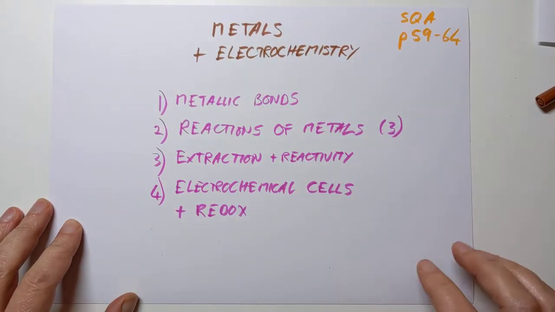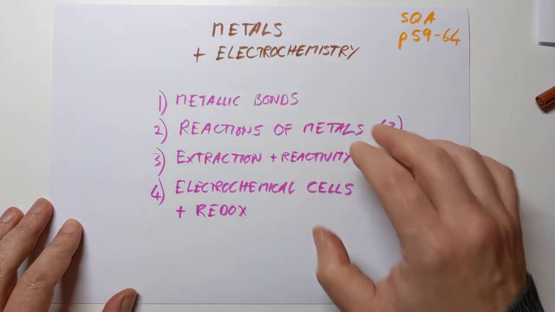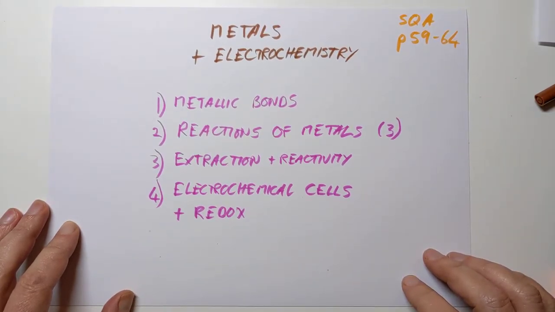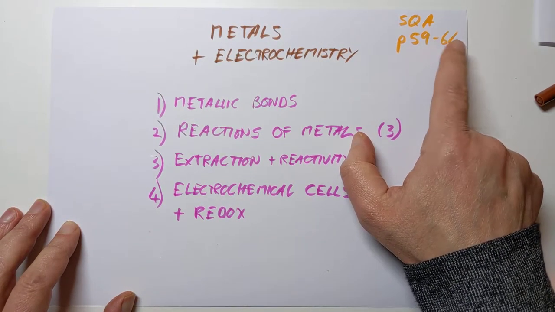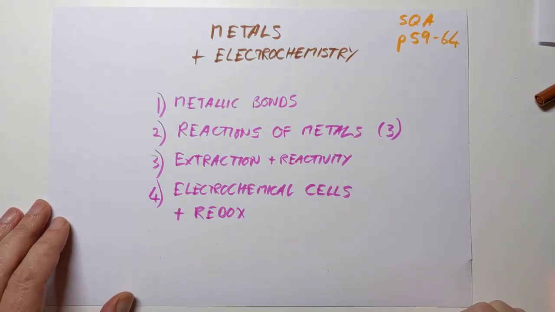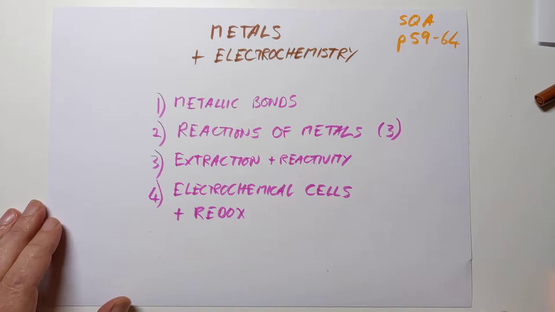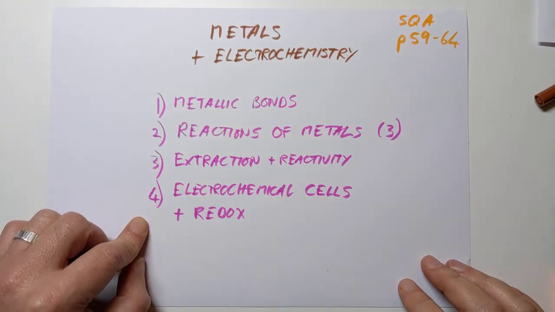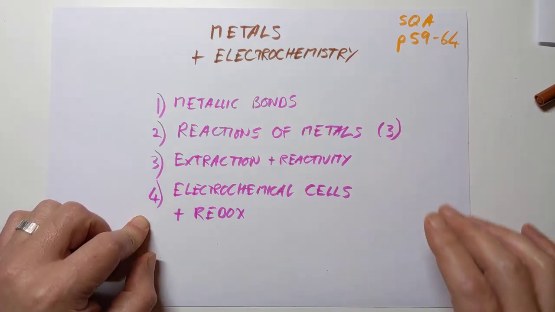We're covering metals and electrochemistry. Basically, it all falls under the heading of metals and their properties and reactions. It covers quite a lot. It's SQA pages 59 to 64. So this is going to be a biggie this time. But like usual, I'll try and put it into chapters and you can skip on to the bit that you're interested in. Four quite separate things, really, but all fall under the heading of metals.